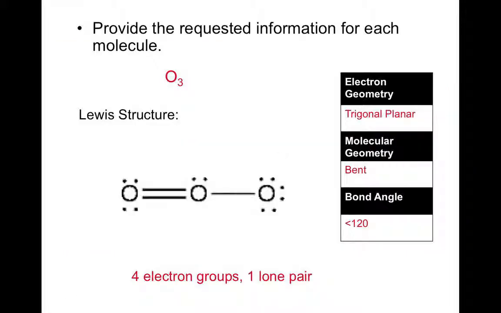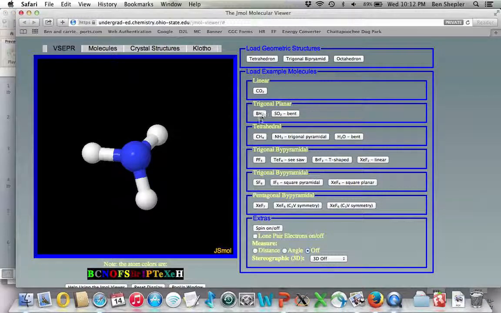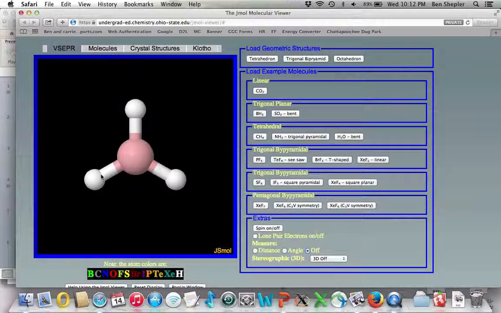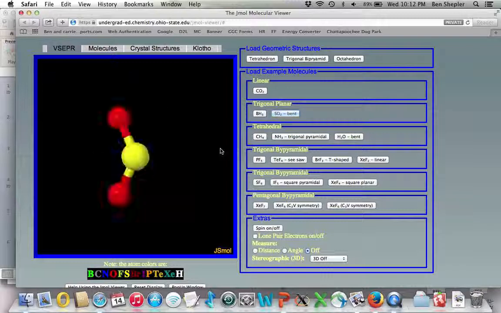And we've got our answers filled in here. And again, I'm going to go back to that website and take a look at what this bent molecule looks like. Okay, so trigonal planar would look like this. All 3 terminal atoms are in the same plane, but when I have 1 lone pair, these bent molecules look like this.